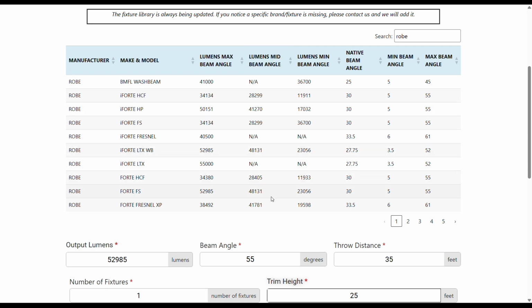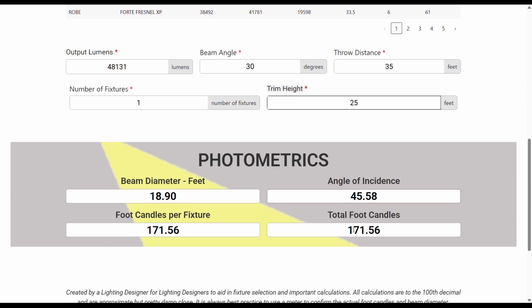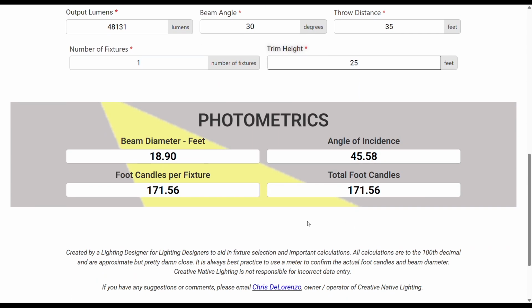Now what we're going to do is look at the lumens for the mid beam angle. It's 48,131. And what that's going to tell us is our native beam angle or mid beam angle is 30 degrees. We're going to input that, keep our throw distance the same, and we're going to go down to the trim height, which is going to be 25 feet. You'll notice in the photometrics section, the answers have changed, reflecting our new beam angle and output lumens.